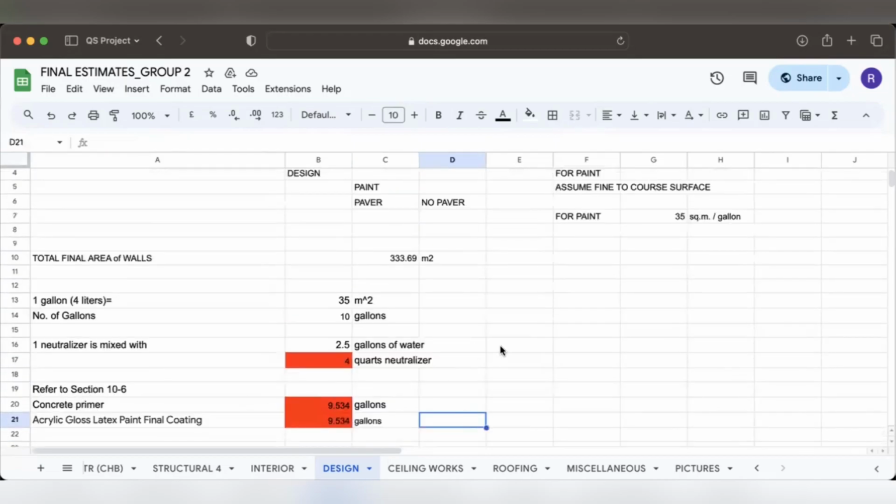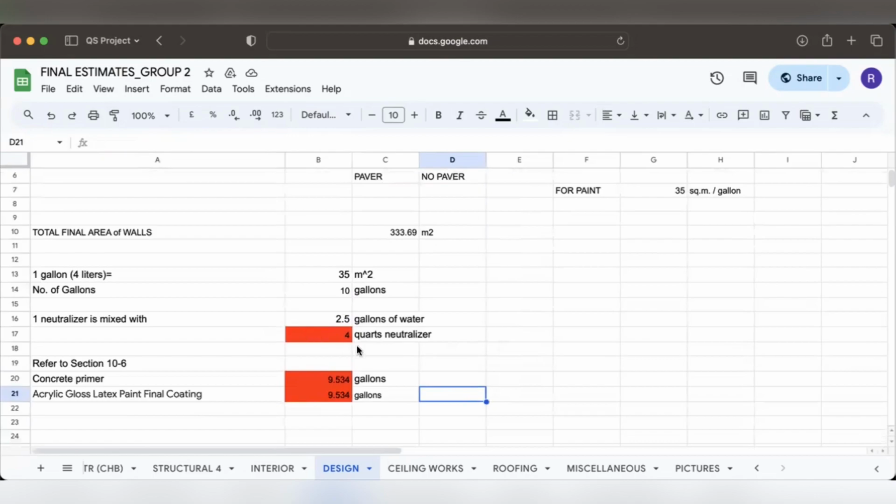So in conclusion, we have a total of 4 quarts of neutralizer, concrete primer of a total of 9.54 gallons or 53 gallons, and an acrylic gloss latex paint final coating in order to prevent cracking. If I assume, we have 9.5534 gallons as well.